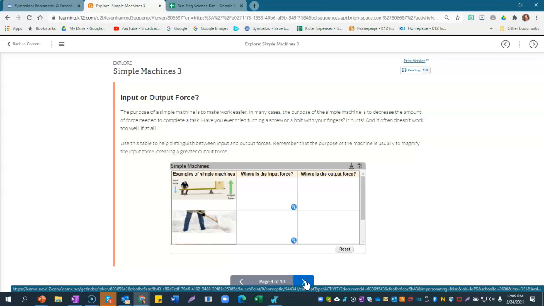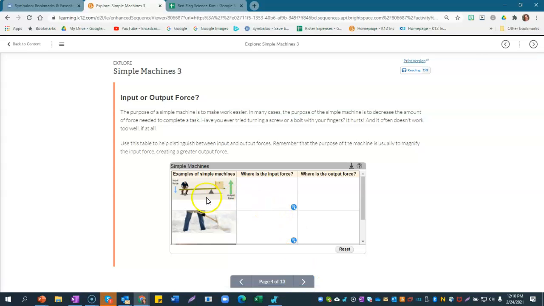So use the table to help distinguish between input and output forces. Remember that the purpose of the machine is to magnify the input force, creating a greater output force. Here we've already done this example on the previous page. The man is the input force and the seesaw is the output force. Here the person shoveling is the input force and the output force would be the shovel moving the snow.